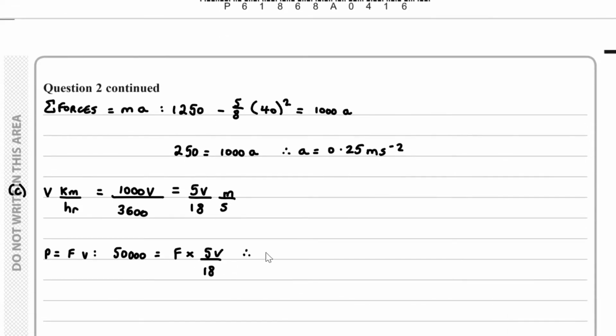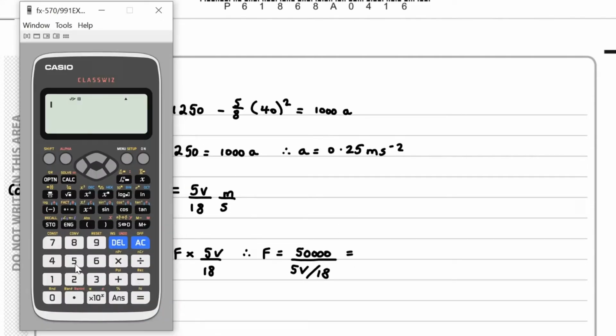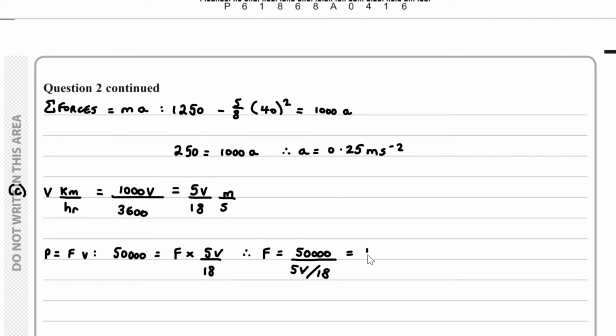So therefore F is equal to 50,000 over 5V over 18. So if we tidy this up, we have 50,000 divided by 5 over 18, which is 180,000 over V. So here we've got 180,000 divided by V.